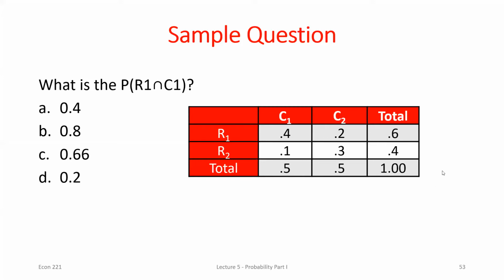So which of these cells represent intersections? Just said not too long ago. The top 4 left cells, right? These cells represent the intersection of their row and column heading. So the probability of R1 and C1 should be what here? 0.4, right? Probability of R1 and C1 is in this cell, and that's 0.4.